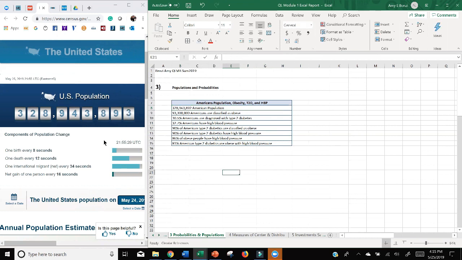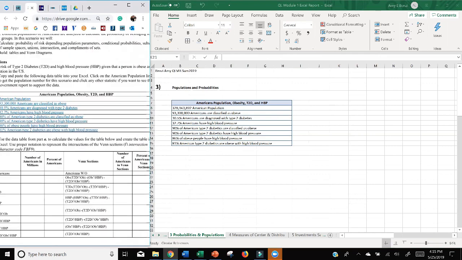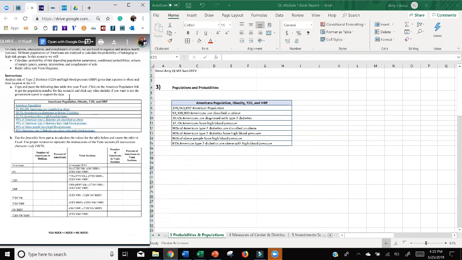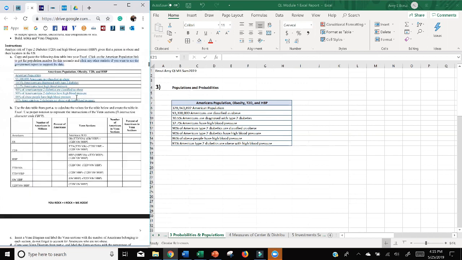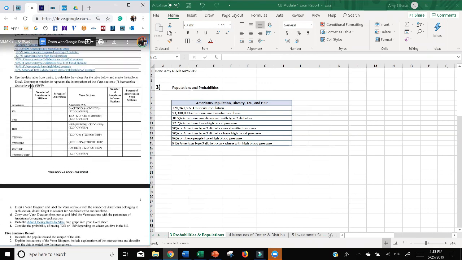Okay, now let's see what our next set of instructions are. I have gathered my population, and then it says to click any other statistics if you want to see the government reports to support the data. So feel free to click through those. It's actually quite profound. All right, the next set of instructions say to use the data table from part alpha to calculate the values for the table below.